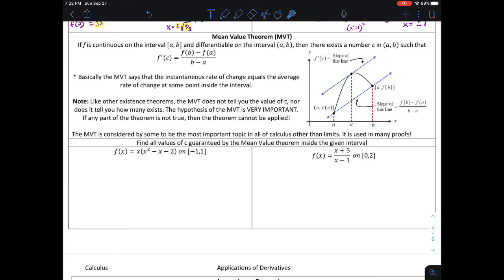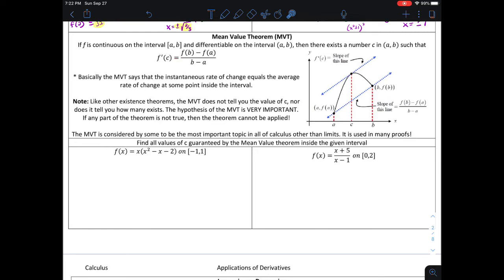Now, the mean value theorem has some requirements. f has to be continuous on a closed interval and differentiable on the open interval. And if that's the case, what the mean value theorem guarantees is that there will exist some x value inside the interval from a to b such that the value of the derivative at that x value is equal to the average rate of change.